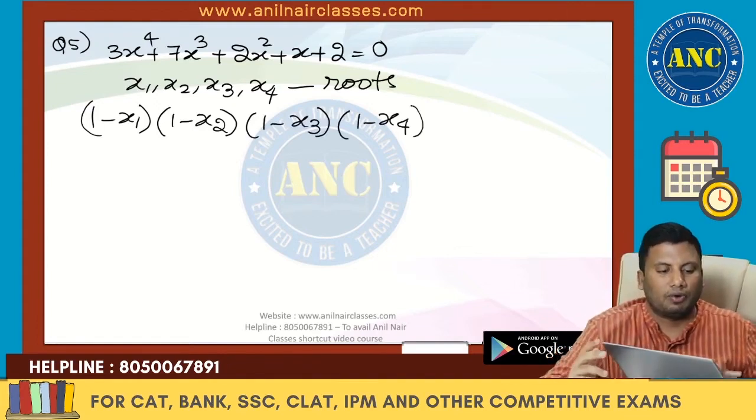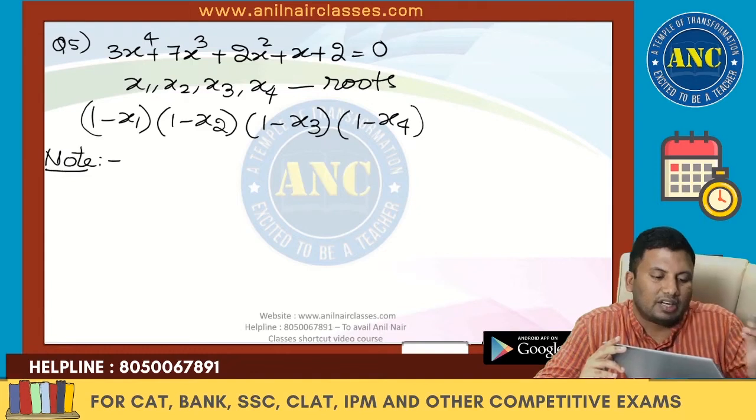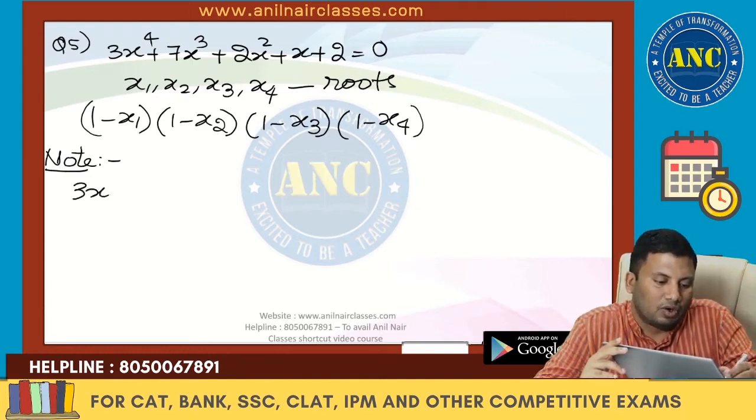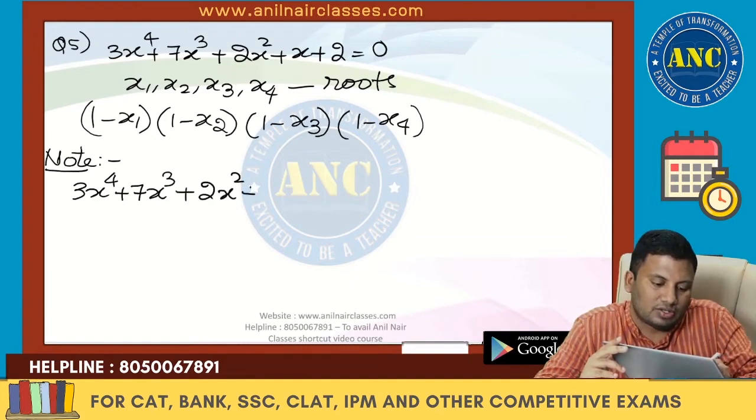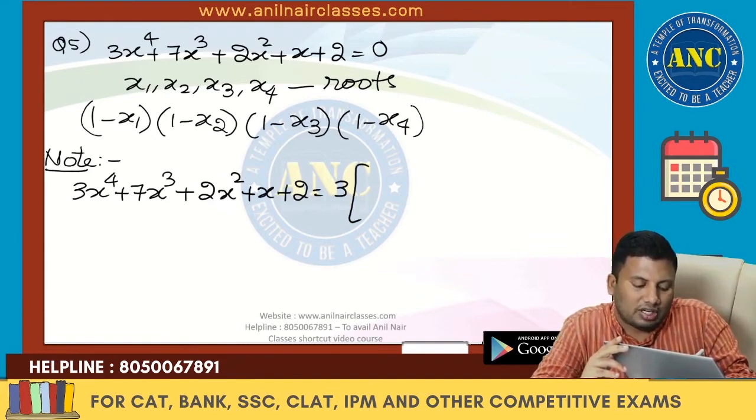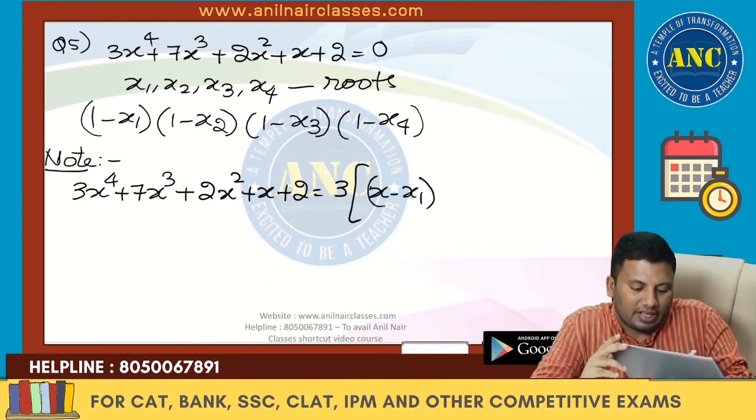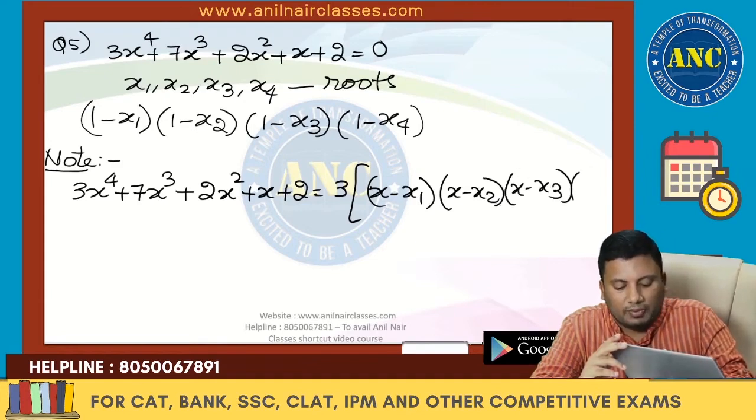In the morning first session we discussed a note. We will write that note and we will apply that note. If the degree is 4, 3x power 4 plus 7x cube plus 2x square plus x plus 2 is nothing but coefficient of highest power of x into x minus x1, x minus x2, x minus x3, x minus x4.